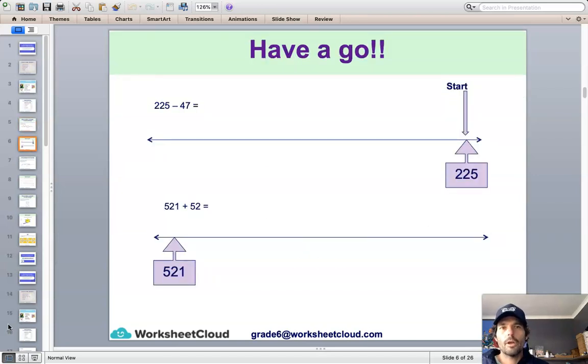So I'd like you to have a go. So draw 2 number lines on your piece of paper. Try to keep it as neat as possible. So your first one is actually a subtraction sum. So let's see how you get along with that. So start at 225 and break up the numbers to subtract 47. And then your second example, start at 521 and break up the numbers to add 52. Let's see how you guys get on.